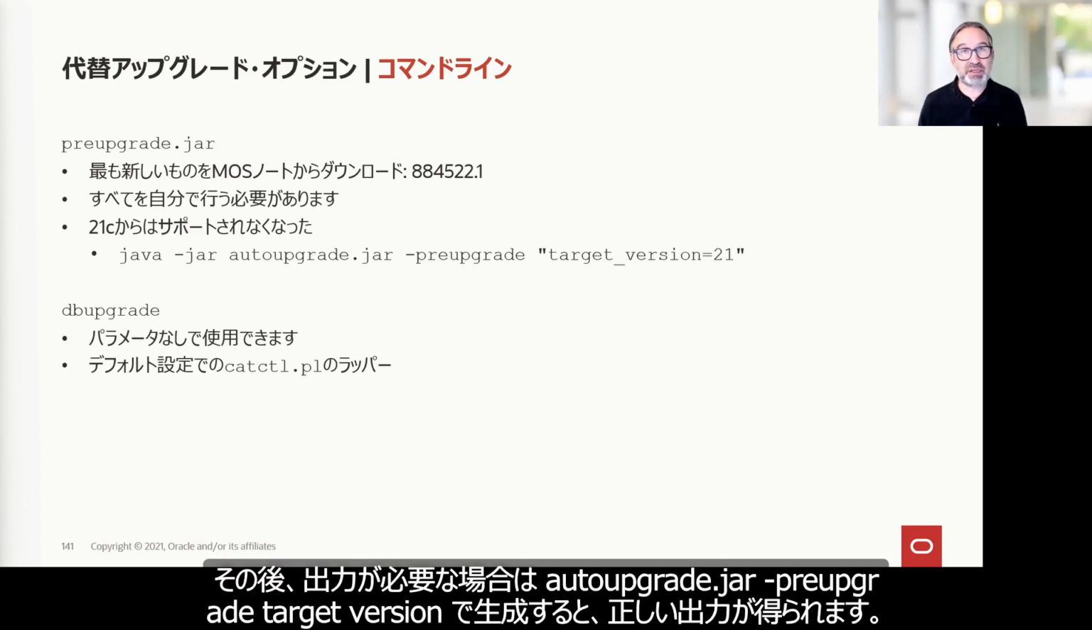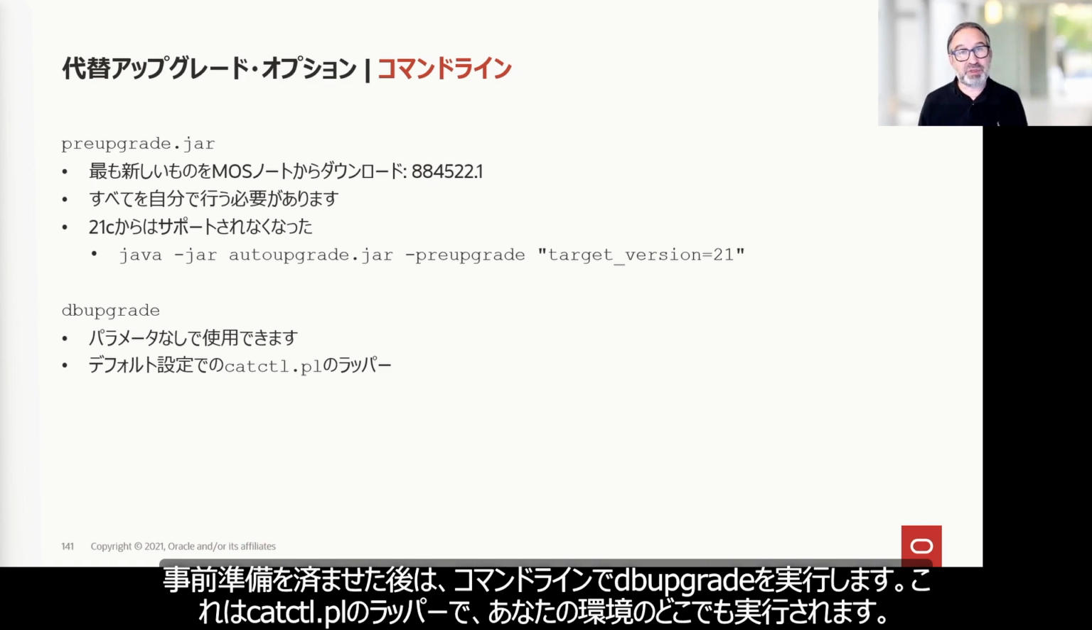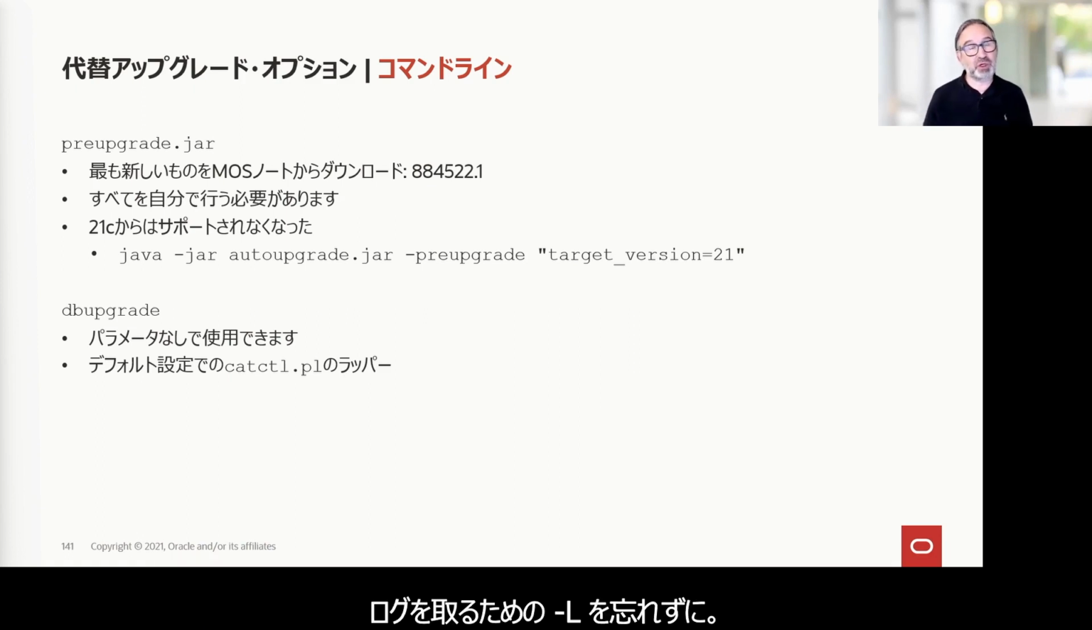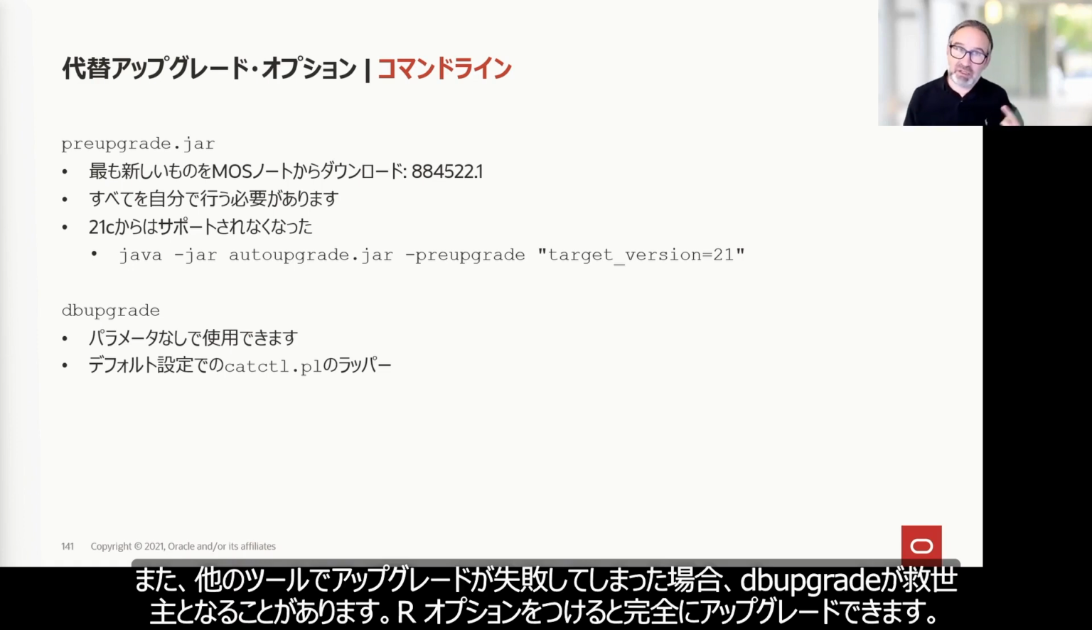Then you generate, in case you need the output, with autoupgrade.jar -preupgrade target version, and it generates the correct output then. After you did the pre-steps, you run dbupgrade on the command line, which is a wrapper for catctl.pl and runs everywhere in your environment. Don't forget the -l option for logging. And also a good thing, if the upgrade died before with another tool, then dbupgrade is often your savior. With the -R option, it can complete the upgrade.